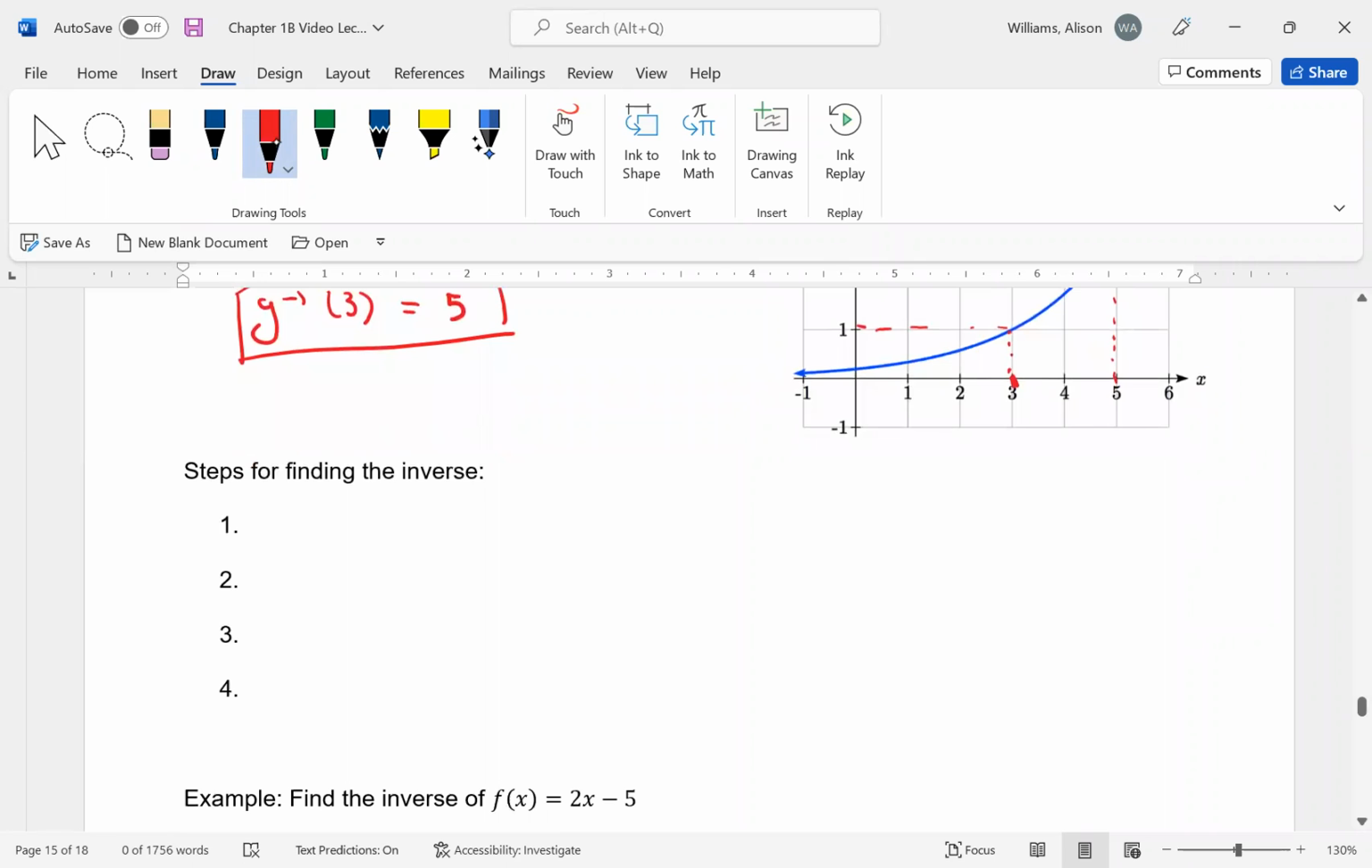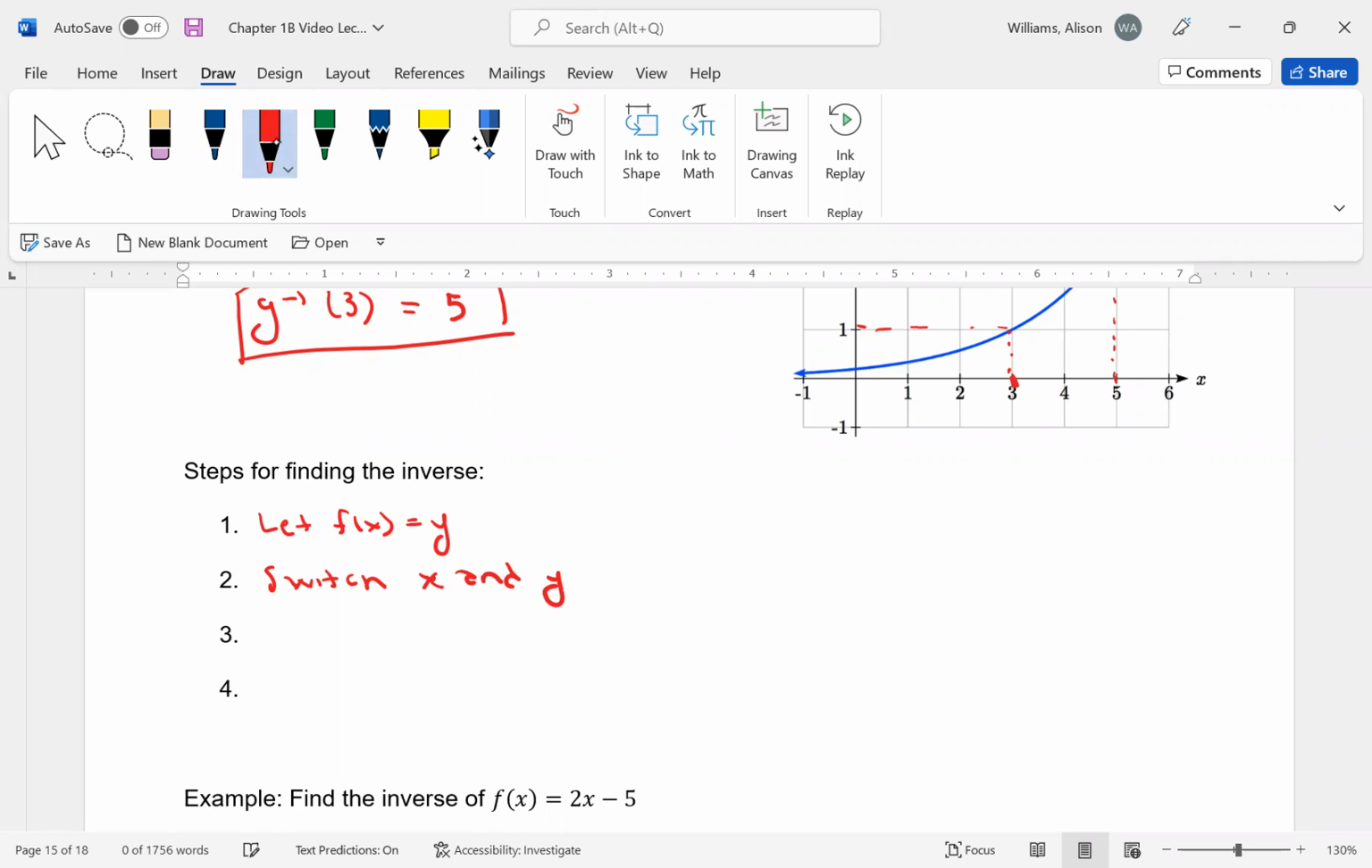There are some steps we're going to take to do that. Here are the steps. First, you're going to let f of x equal y. So we're going to take f of x and make it a y. I find it's a little bit easier if you do it that way. Then you're going to switch x and y. So everywhere you see an x, you write a y, and everywhere you see a y, you write an x.